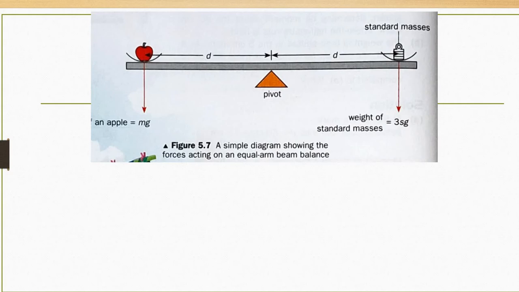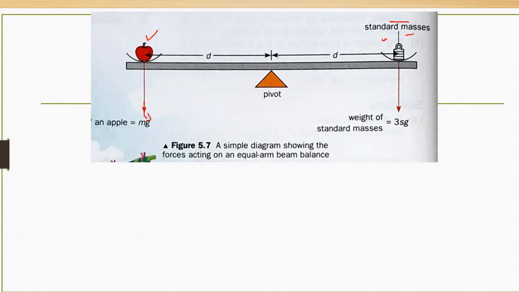Now let's see an example we use every day when we purchase groceries or fruits from the market. On the beam balance, a person puts a standard mass on this side and what we want to weigh on this side. Now if your weight is balanced with the standard mass, it will not show any turning, it will not turn.